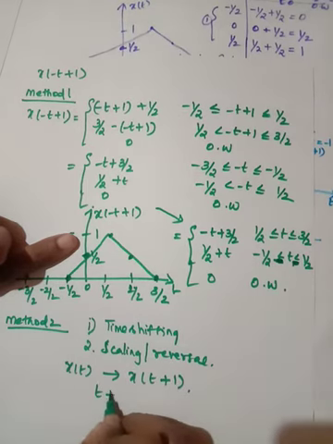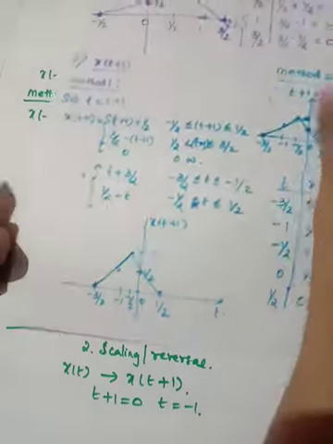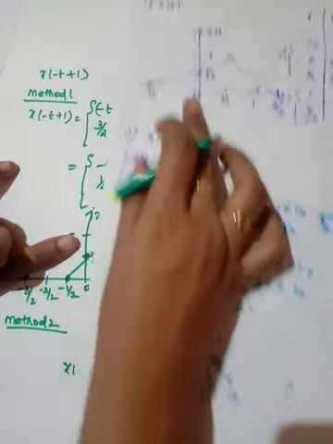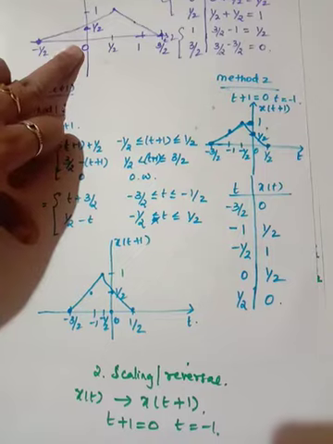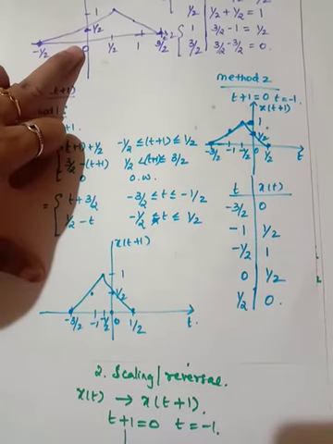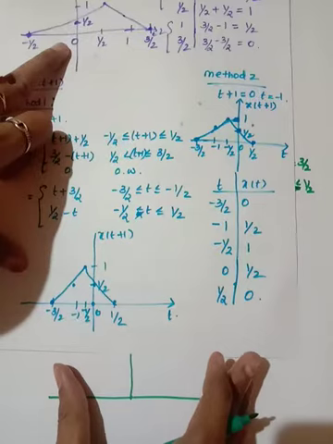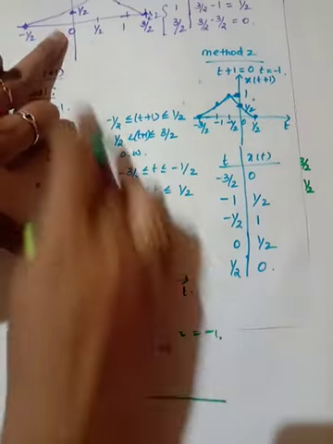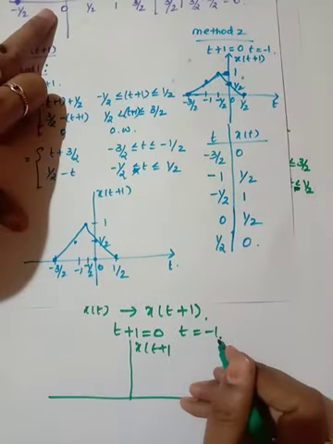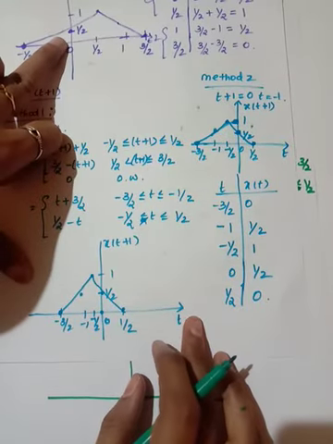So I am going to equate t plus 1 equal to 0, so t is equal to minus 1. Now consider this is your original signal. So how will you get this x of t plus 1? Here we have to substitute t equal to minus 1. At t equal to minus 1, the origin value should start.